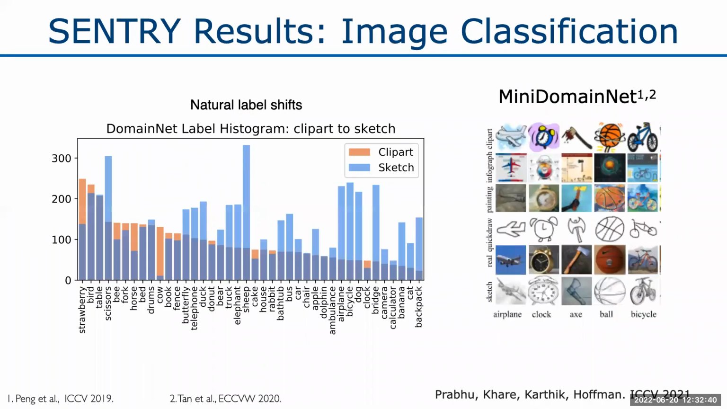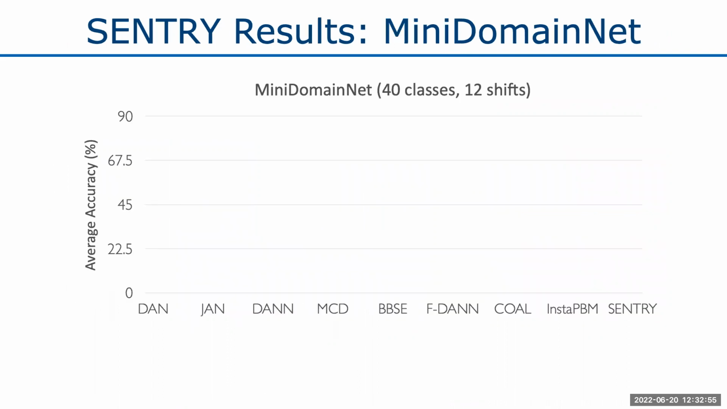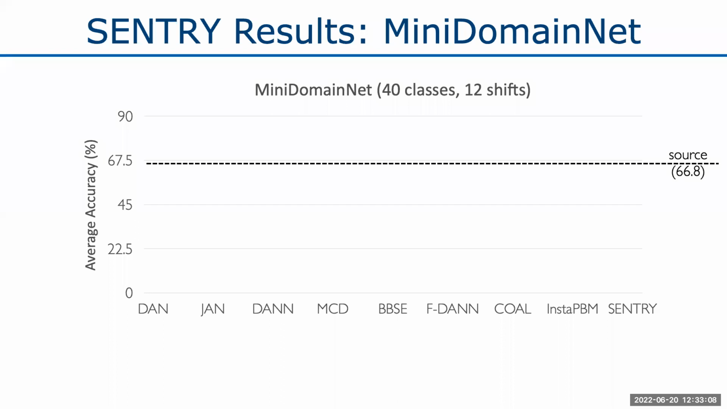And so as results, we look at the standard classification benchmarks, such as this 40-class subset of the popular domain dataset, which has natural data distribution and label distribution shift that you see on the left. And here are some of our results on 12 shifts from this benchmark. We're interested in transfer performance to the target test set, and we're looking at per class average accuracy. So first, we know that a model without any adaptation, that is just trained on the labeled source data, gets 66.8% accuracy.